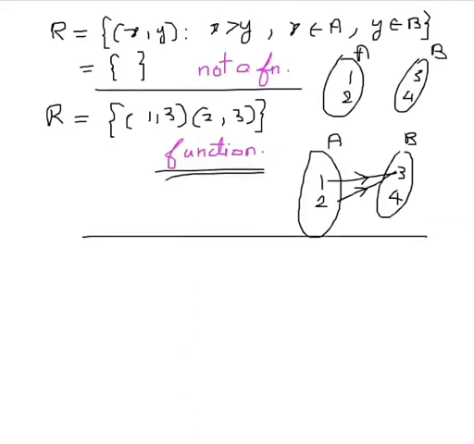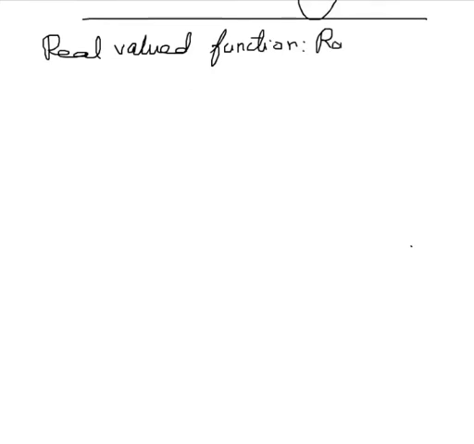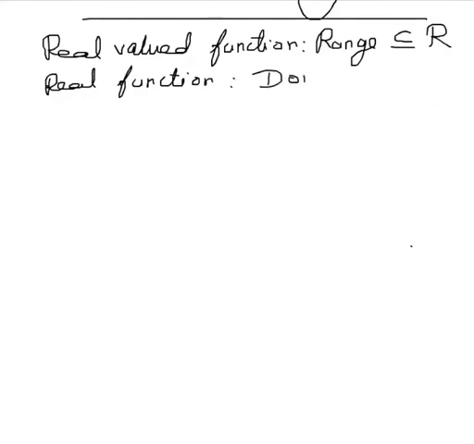Now see definition 6. A function which has either R or one of its subsets as its range is called a real valued function. So a real valued function means the range of this function should be a subset of R, the real number set. Then it is called a real valued function. Now real function means the domain should be a subset of R. Then we call that a real function.